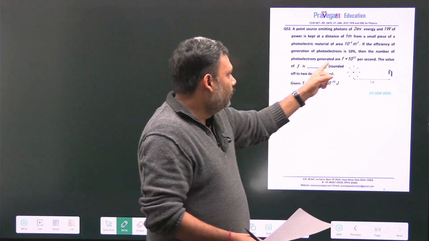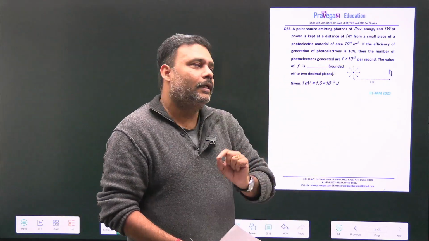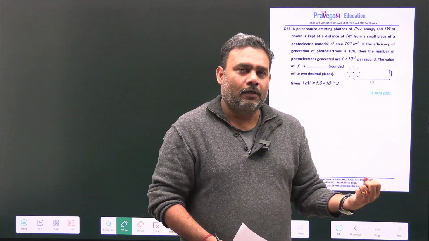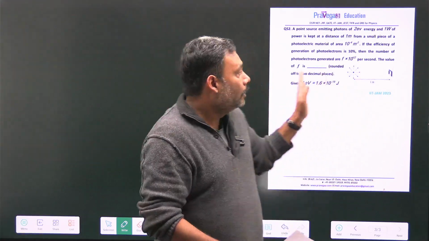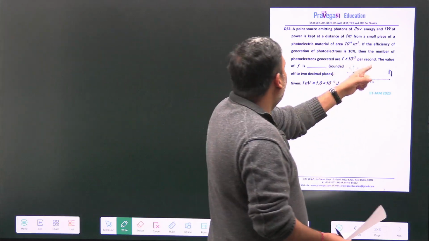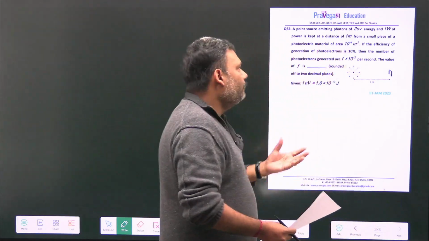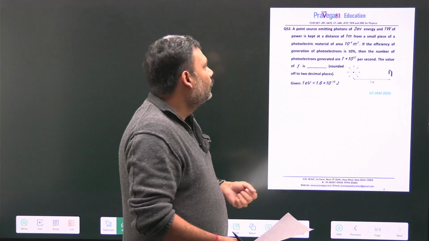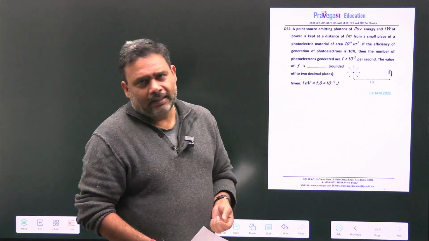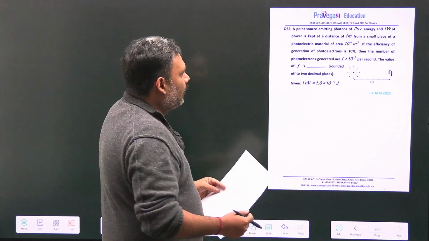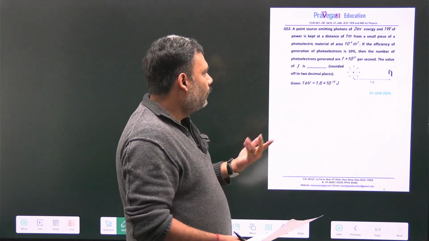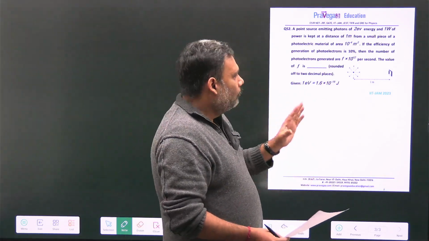Each photon is related to one electron, so one electron will capture the photon and then it can eject. But here it is not 100% efficiency, only 10% efficiency. It is given that the number of photoelectrons generated is F into 10 to the power 12 per second. Then what is the value of F? This is a NAT, numerical answer type question, and it is also given that 1 electron volt is 1.6 into 10 to the power minus 19 joule.